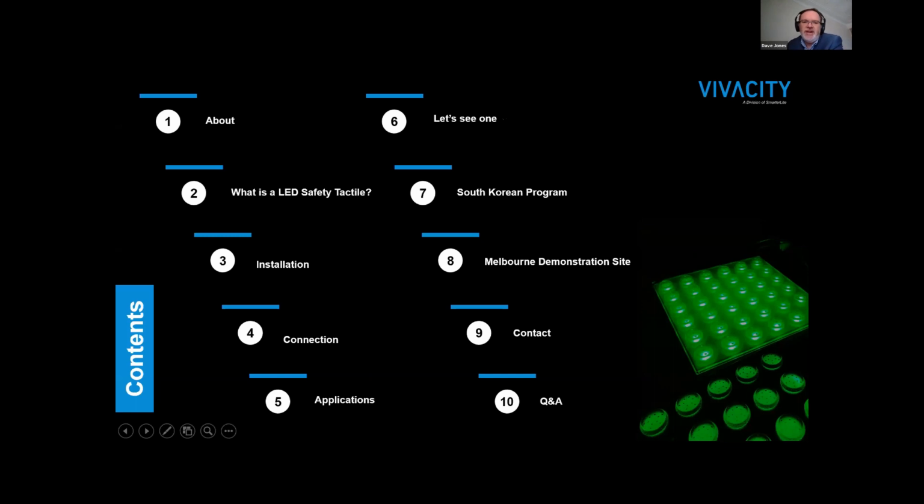So the structure of the presentation is that we will give a brief introduction to the SmarterLite Group and Vivacity. We will explain the LED Safety Tactile. We'll demonstrate aspects of it, including installation, connection, and different applications of it. We'll discuss the South Korean research, where there are many LED safety tactiles installed. We will discuss some research and findings from the Melbourne demonstration site. We'll provide our contact information if you need more to assist you, and then we will have Q&A.